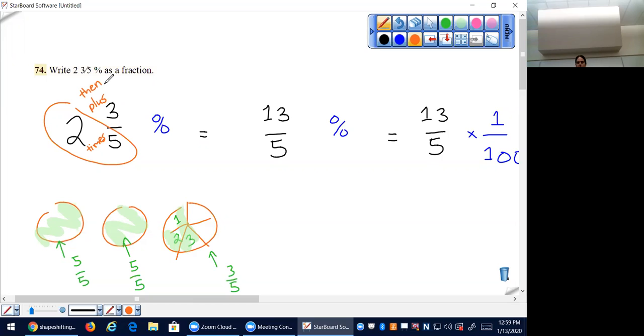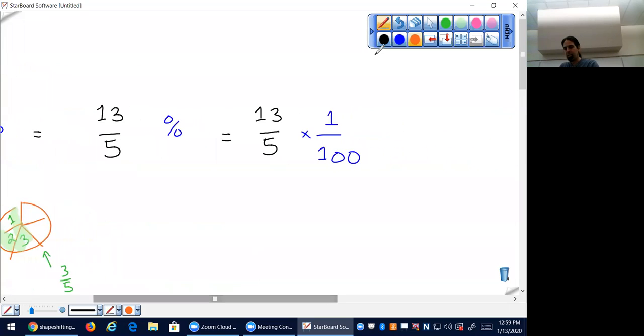Okay, let's actually finish this one. So 13 over 500. Is 13 going to have any other factors? No, it's prime, so we're done.